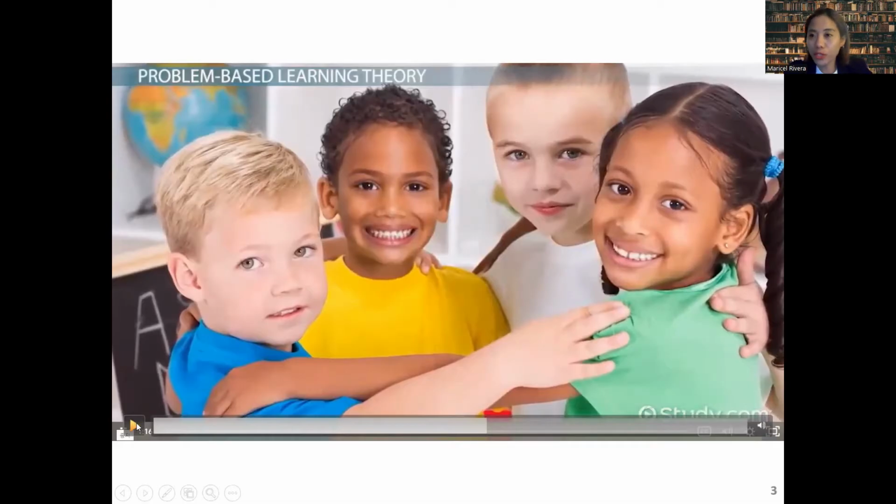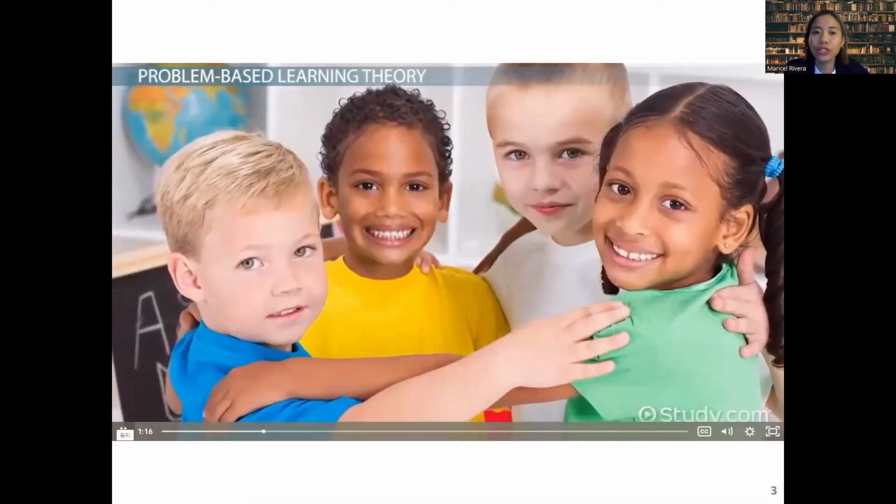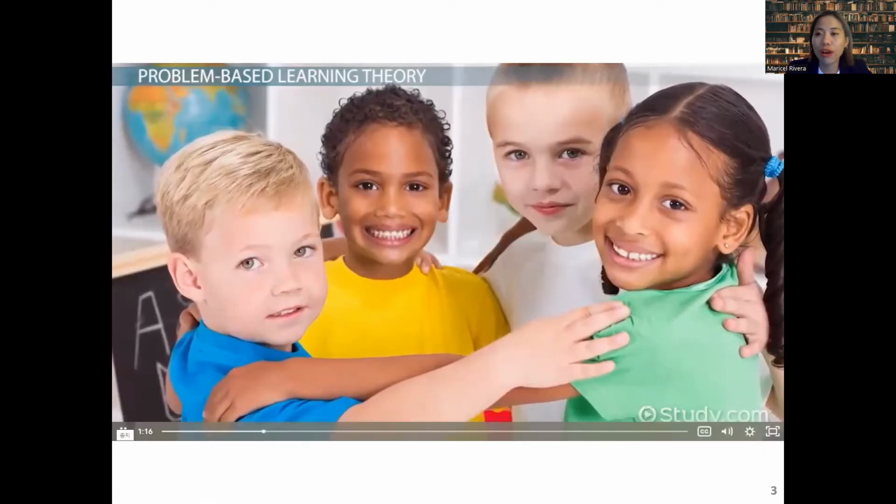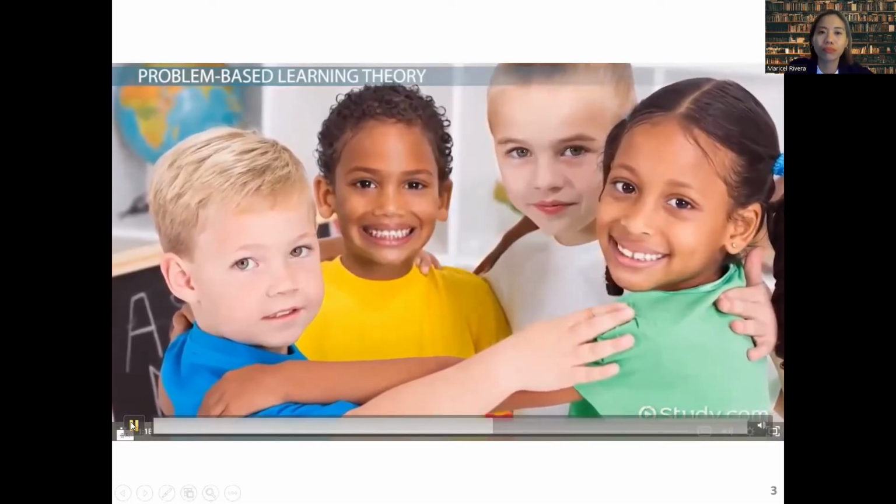So students here are socially active. They learn to work with their groups. They collaborate because, of course, they do investigation in order for them to arrive at a solution to a specific problem, and supporting others' thoughts.